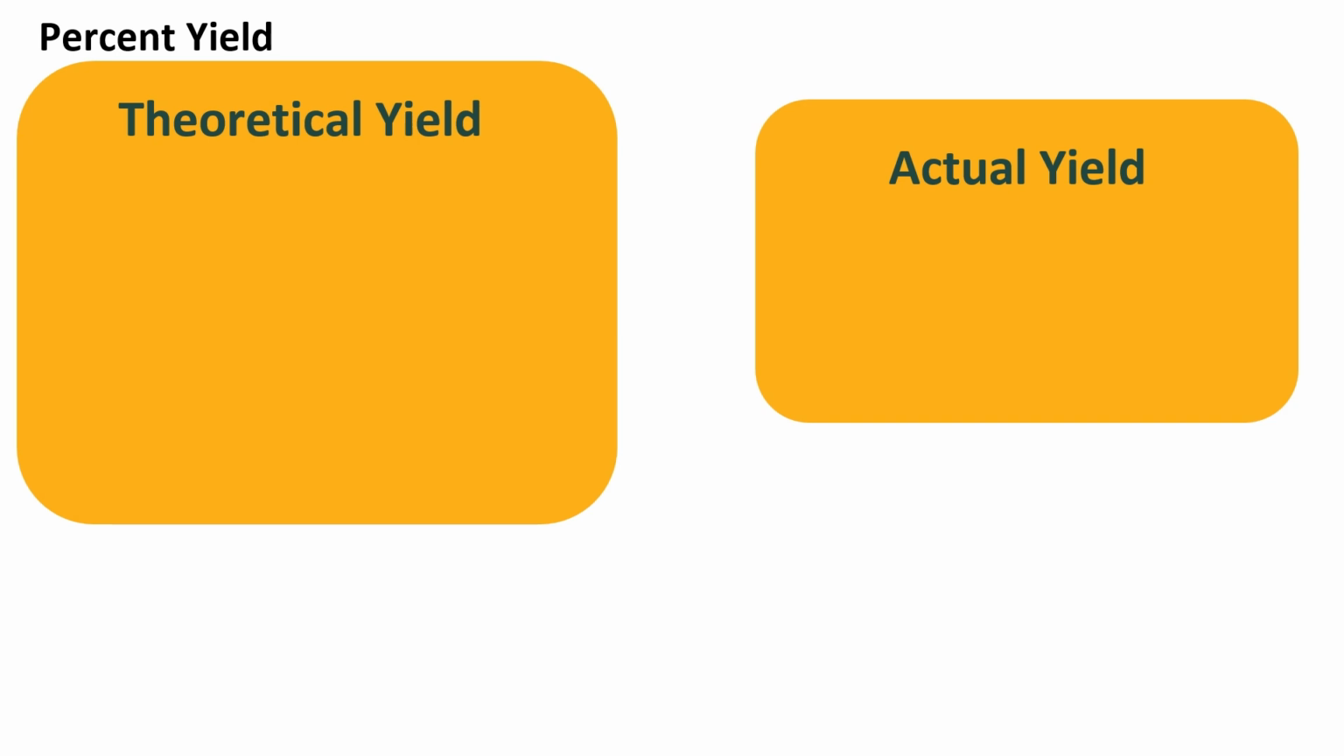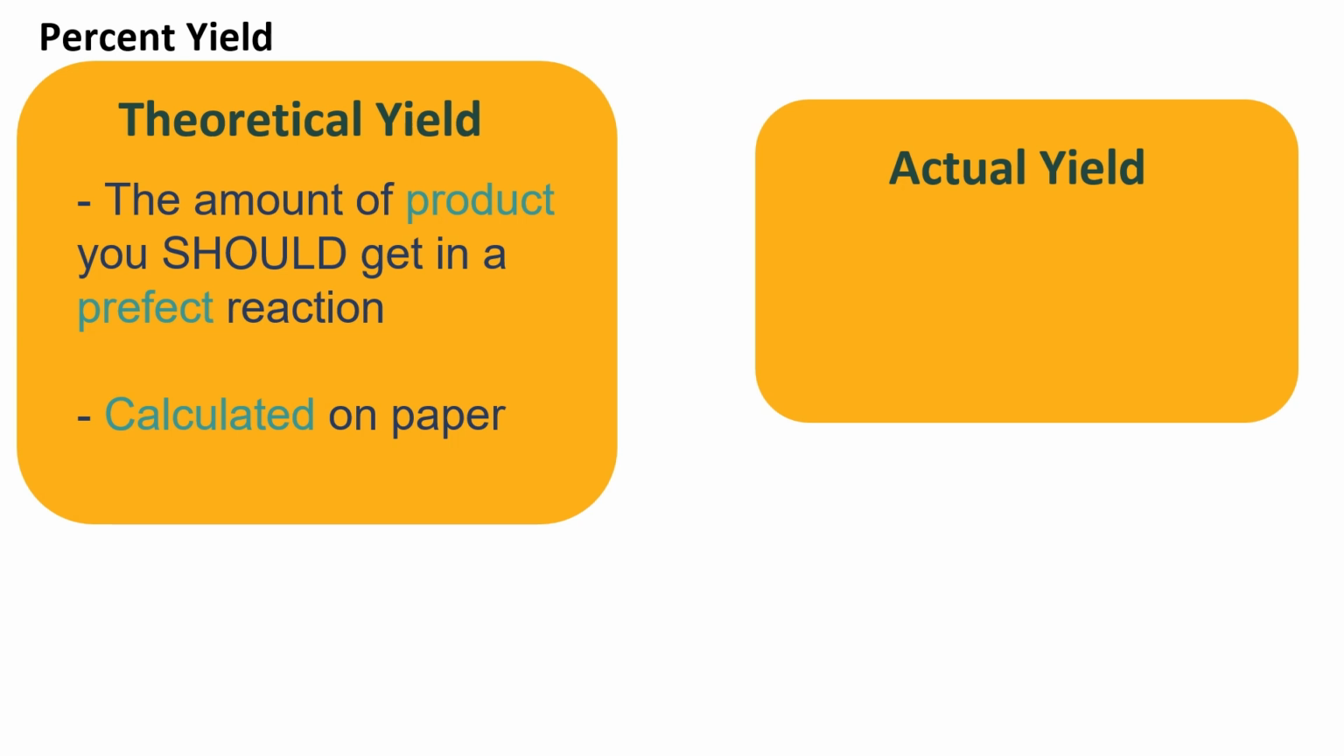So now we're going to talk about percent yield. Percent yield is looking at how much we actually get in the lab. What we've been doing so far is a theoretical yield, and it's the amount of product you should get if the reaction goes perfectly, and it is what we've been calculating on paper. So all of these calculations we've been doing are just the theoretical yield.